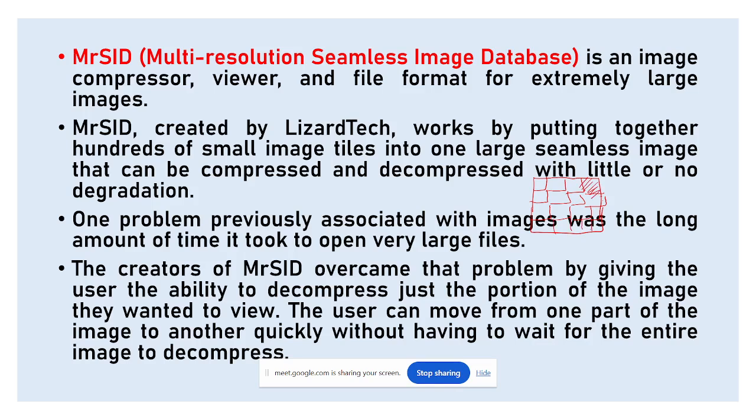So they gave the option to just decompress only this portion and view it clearly, because earlier the problem was that when you decompress, the entire image has to load, and since it's of high quality, it takes a lot of time to load. So they gave the option for us to select the part of that image that we want, and then only that part will decompress, so that other parts will stay compressed and this part can load instantaneously.